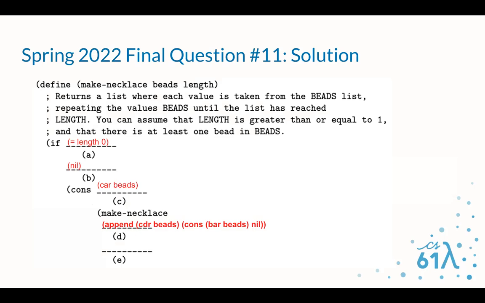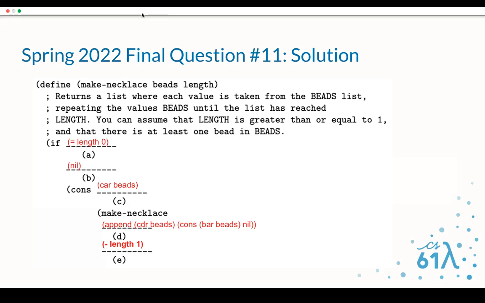Does this make sense to everyone? Okay. And then this would be our new beads list. It's just the rest of the beads and then the first element of beads added at the end. And then we just want to decrement length by 1 so that we eventually reach the base case and return. And so this is the completed procedure. Are there any questions about this?